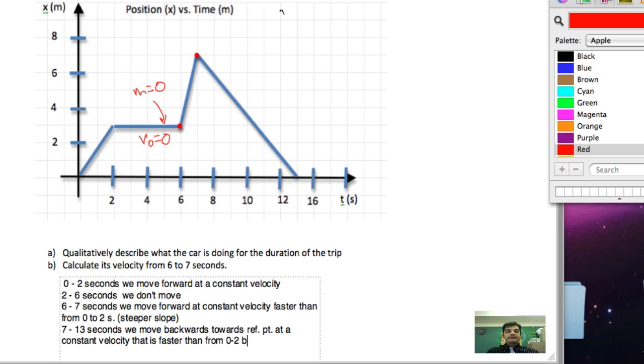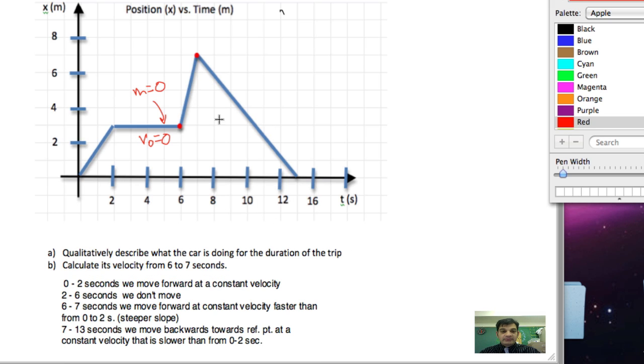Sorry. That is actually slower than from 0 to 2. And I can actually tell that by doing a calculation. You can check that for yourself, but I'll tell you, this is the process that you actually have to do to calculate the slope, as in part B.